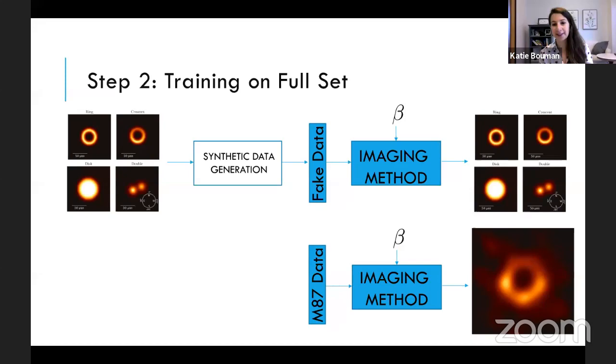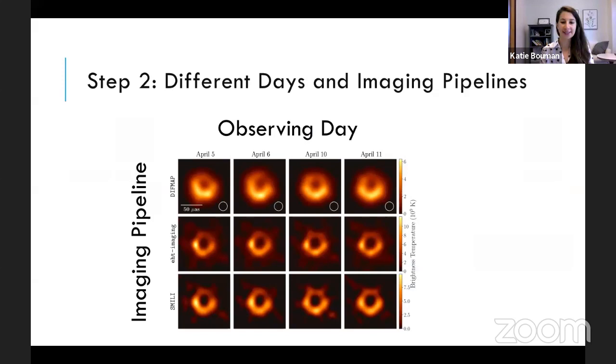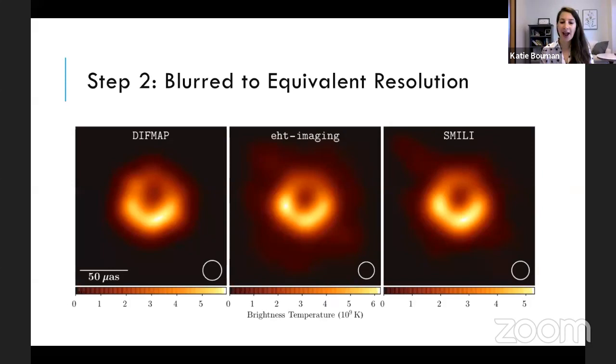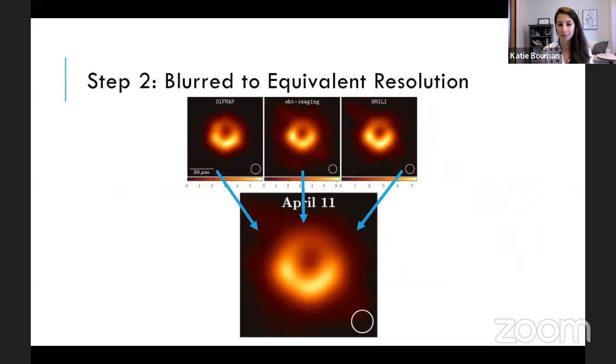And that was true no matter the day we observed M87 on or the imaging code we used to reconstruct it. And so by blurring the images from different imaging pipelines to an equivalent resolution, we then averaged them to form the image that we showed to the rest of the world last April, which again is something that we were very confident of: this ring of light, roughly 40 microarcseconds in size and brighter on the bottom than the top. So we were really excited.